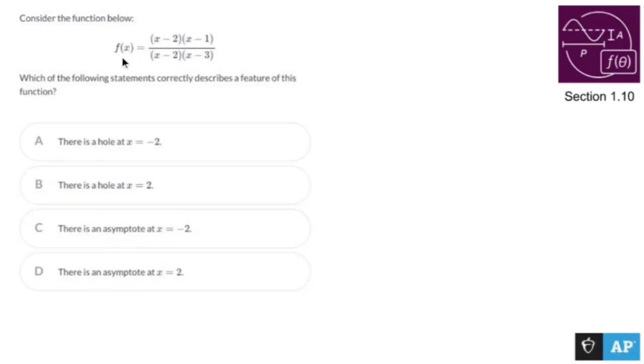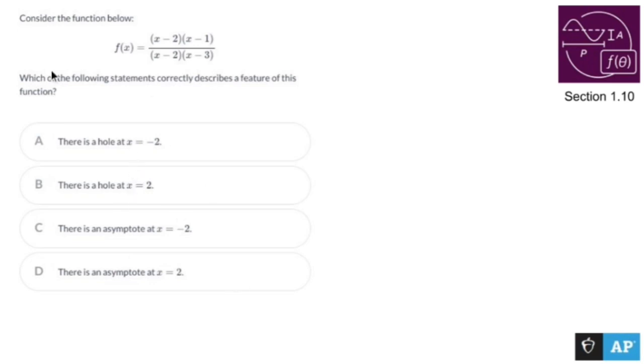Consider the function below. F of x equals (x minus 2)(x minus 1) over (x minus 2)(x minus 3). Which of the following statements correctly describes a feature of this function? So it's talking about holes and asymptotes.